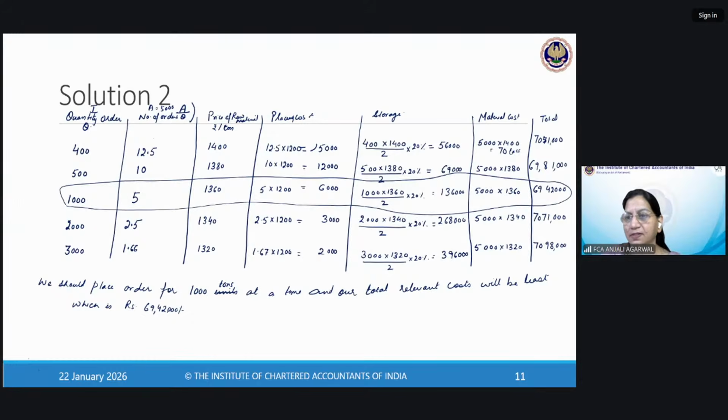Sorry, this is then 69 lakhs, 71,000. And this is 69,98,000, but still this is the least, right? Yeah, I've changed that.